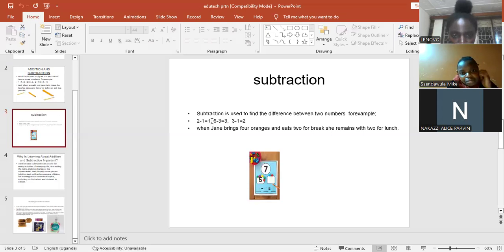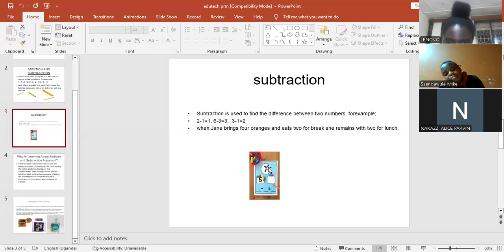So I gave you an example here. Can you read for me the example I gave you? 2 minus 1 equals 1. Then 6 minus 3 equals 3. Then 3 minus 1 is a 2.